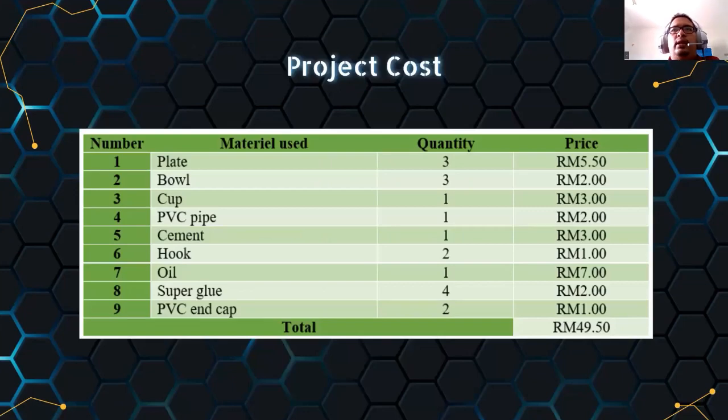So next slide is about our project cost. I will present our costing of the material used to build our prototype based on our 3D drawing sketch via AutoCAD. The materials used, quantities and prices are stated in the table. The materials used are plate, bowl, cup, PVC pipe, cement, hook, oil, super glue, and PVC end cap.